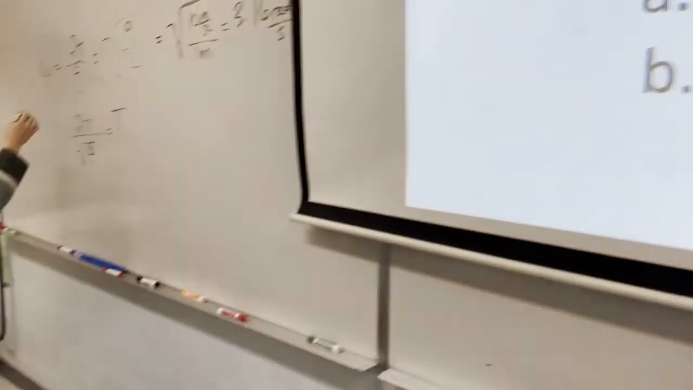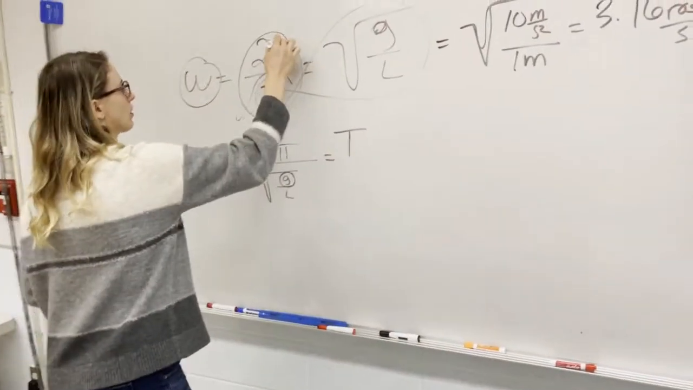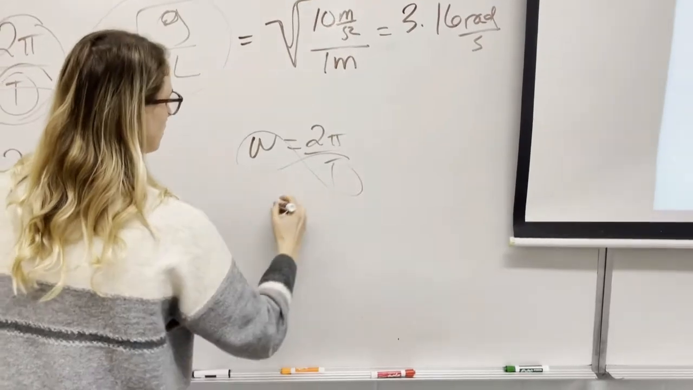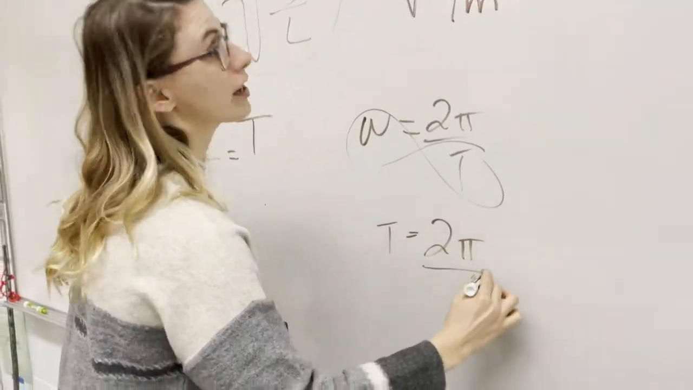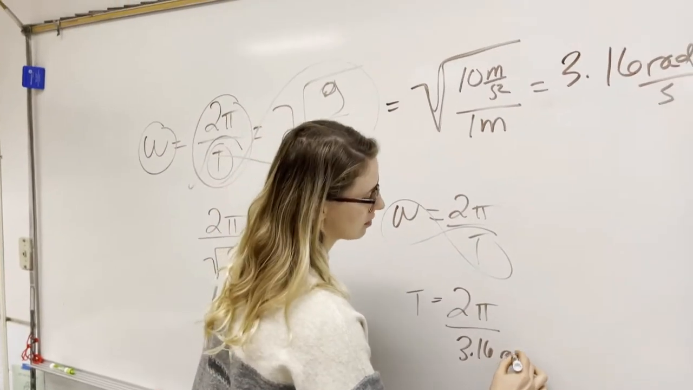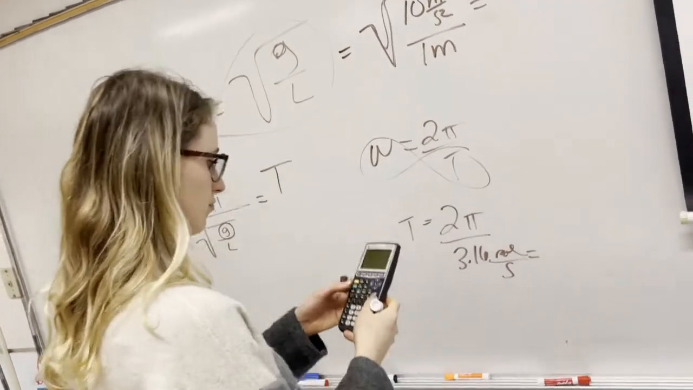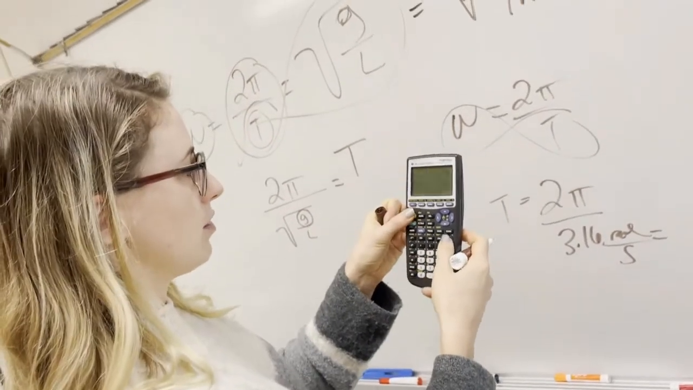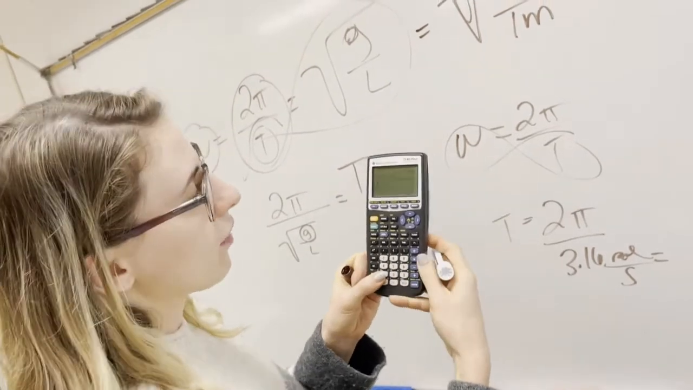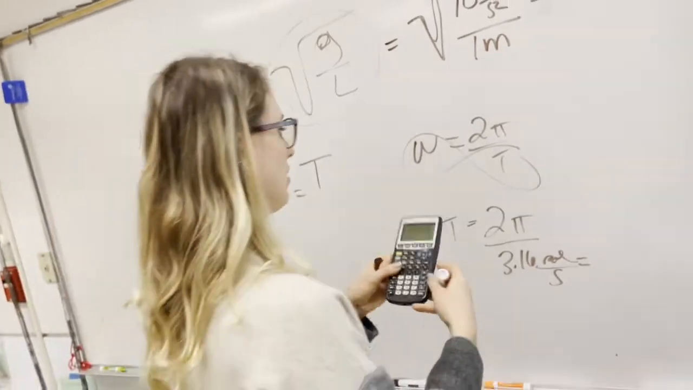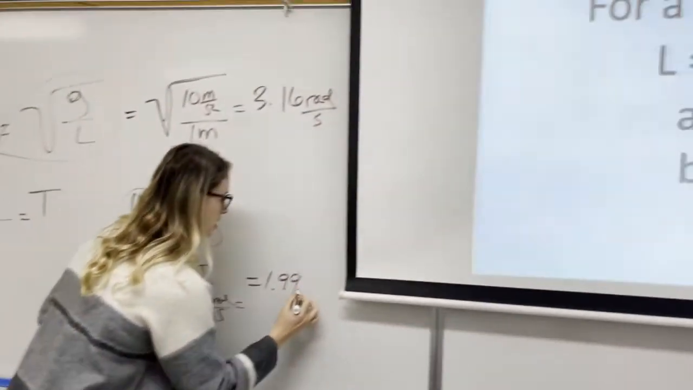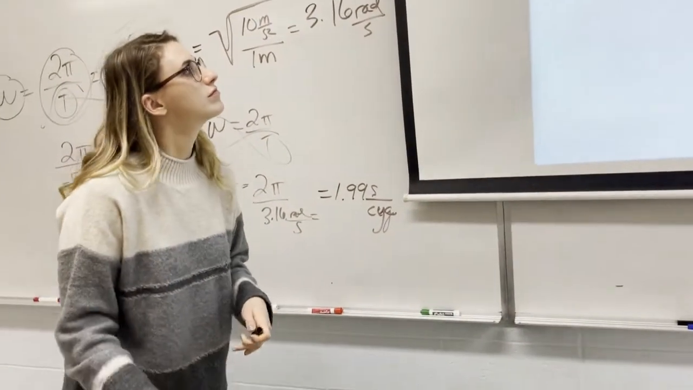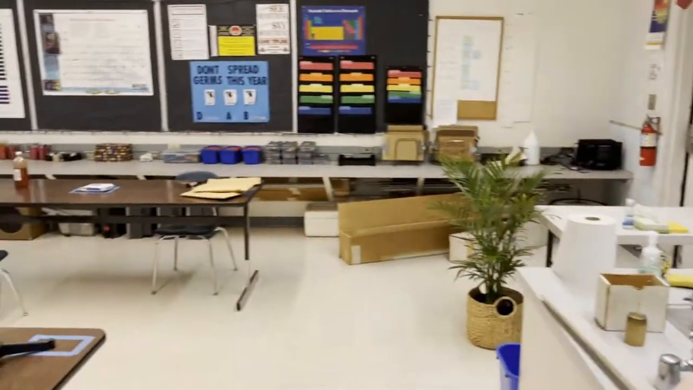Now find the period. We know the angular frequency, 3.16. So now we're going to use this equation: omega equals 2 pi over T. We're going to flip these, T equals 2 pi over omega, and omega is 3.16 radians per second. So 2 pi divided by 3.16, and I get 1.99 seconds. So if you've got a 1 meter pendulum, it's going to take just a sneeze under 2 seconds to swing back and forth.